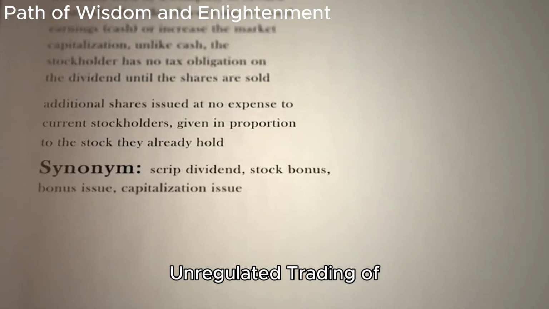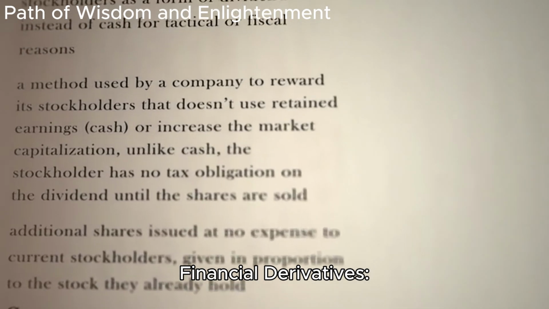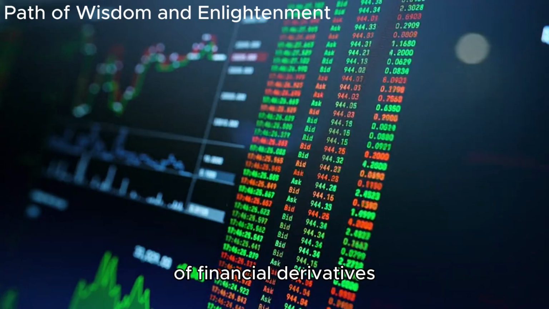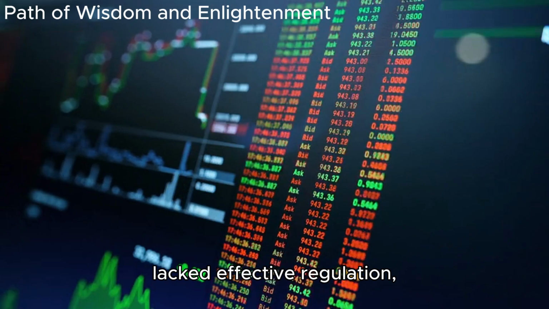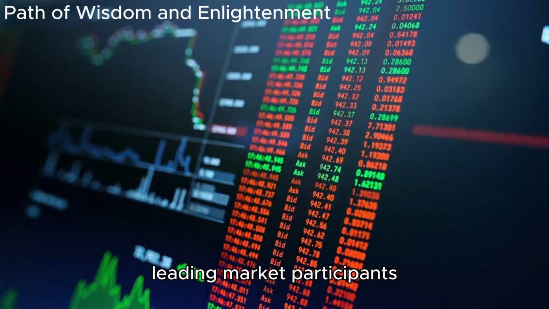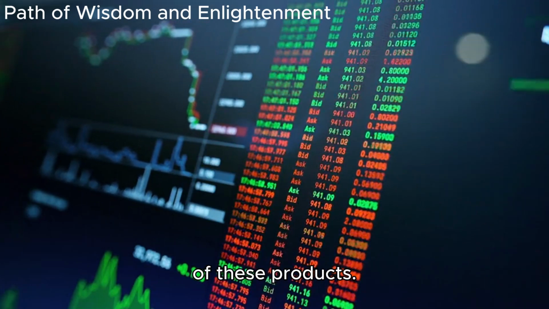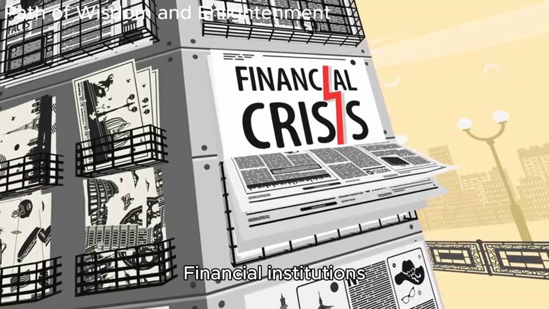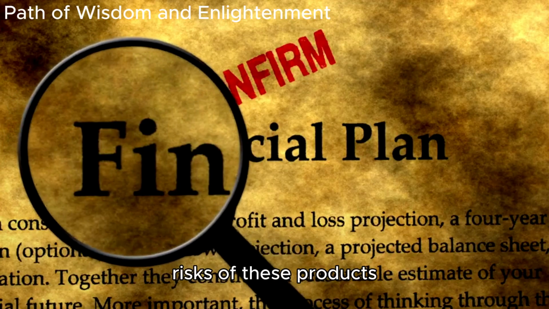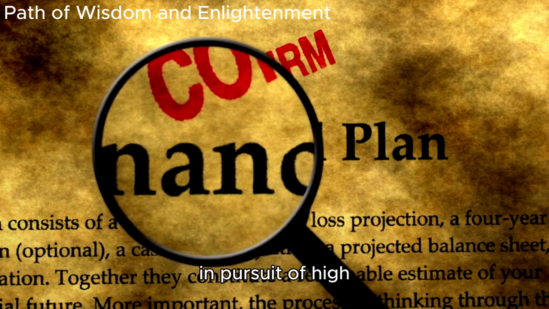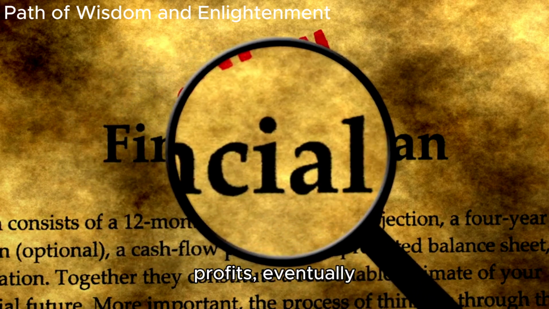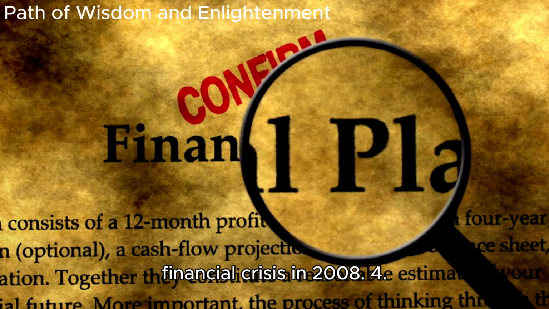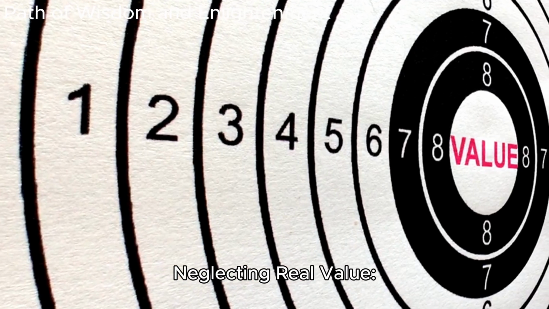3. Unregulated trading of financial derivatives. In the U.S., the trading of financial derivatives lacked effective regulation, leading market participants to underestimate the risks of these products. Financial institutions ignored the systemic risks of these products in pursuit of high profits, eventually causing the global financial crisis in April 2008. Neglecting real value.